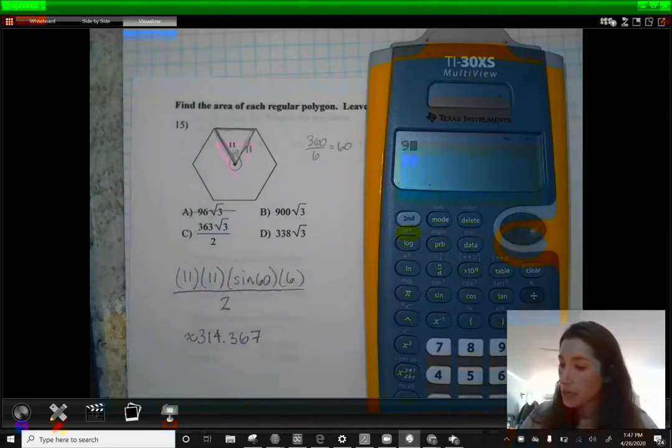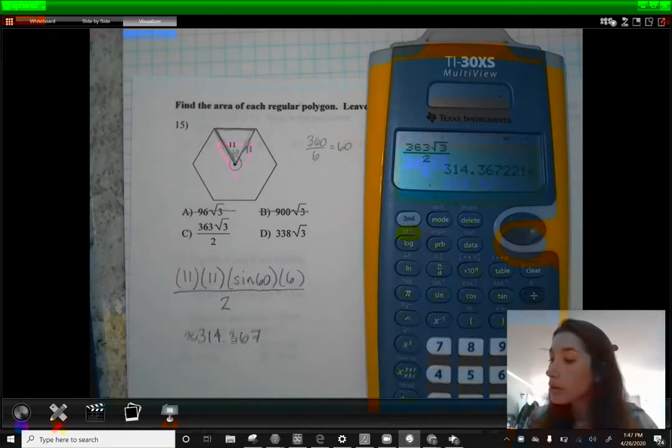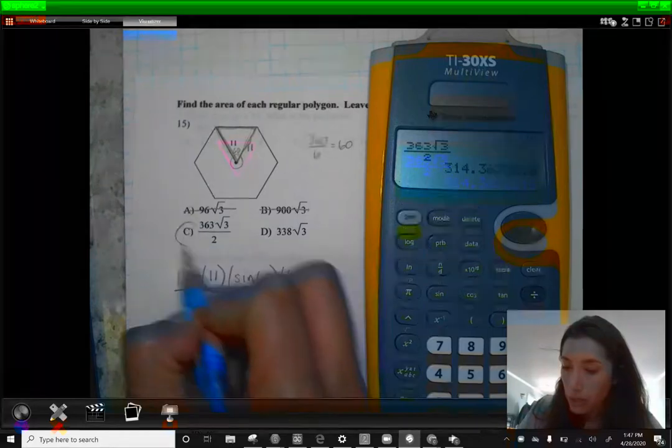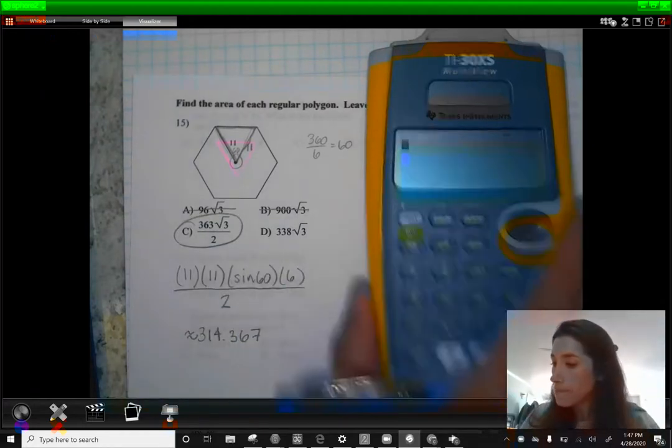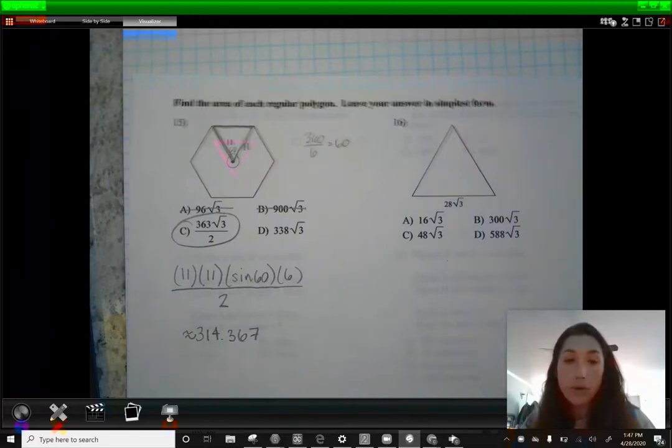Let's move on to 900 square root 3. Okay, not the same. Let's move on to 363 square root of 3 all over 2. And we've got a match. There we go. And you could check the last one too if you needed to. Okay. Our next question, I'll show you this one actually using the radical form.